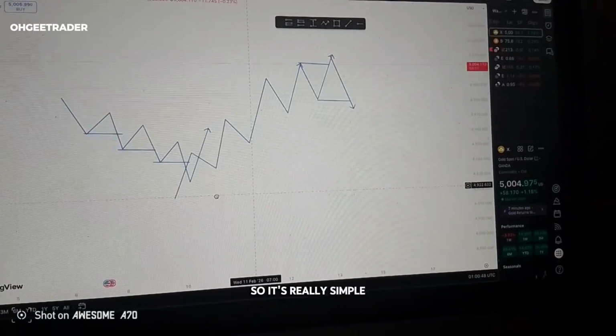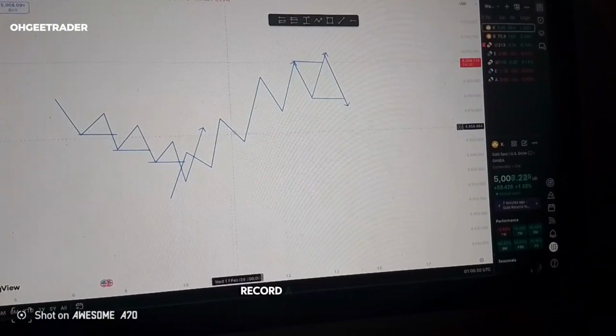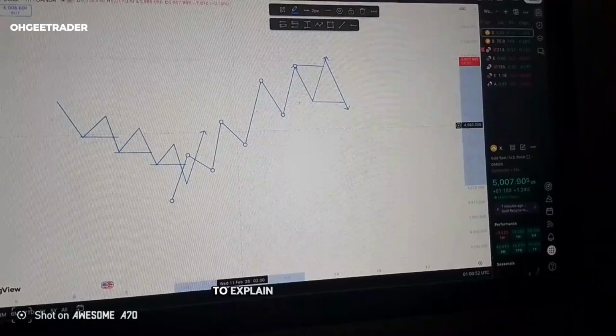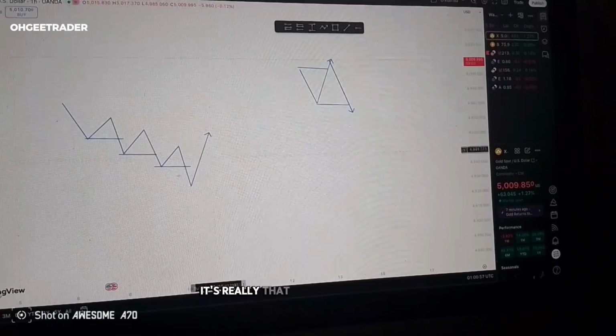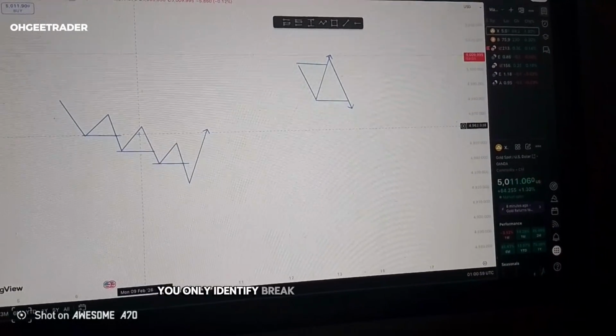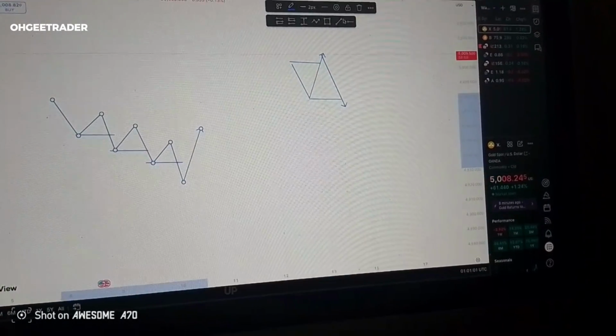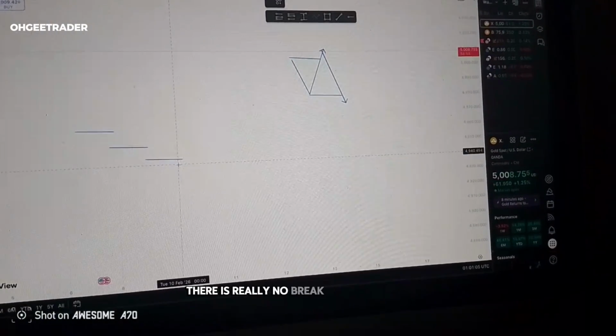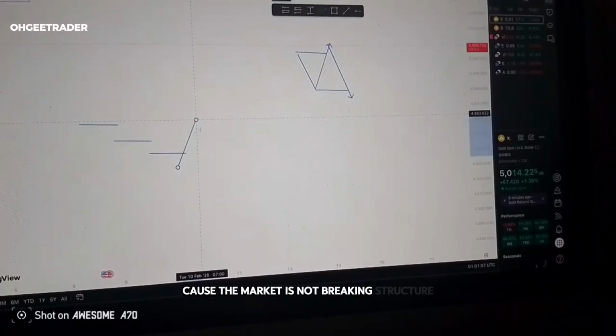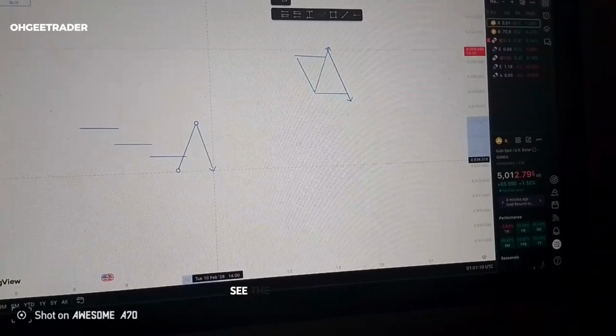So it's really simple. It's not really something that I need to record a long video to explain. It's really that simple. You only identify break of structure in the case of an uptrend and in a downtrend. In a consolidation, there is really no break of structure because the market is not breaking structure. As you can see, the market is in a range.